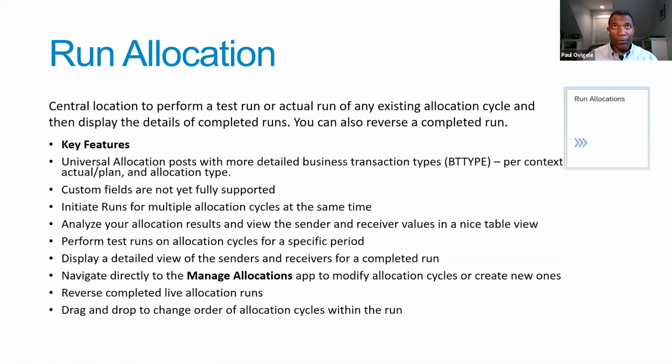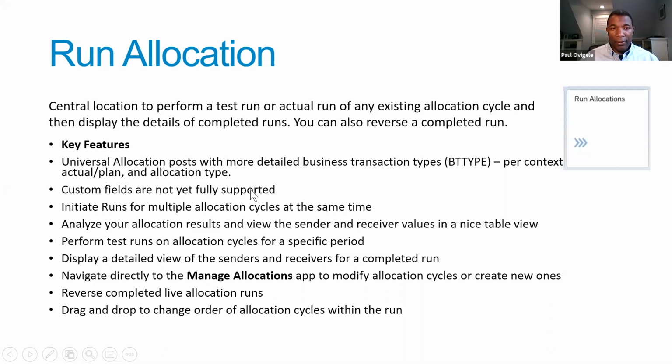The good thing about the separate app is that even if you didn't run it, if you wanted to review the results of the run, you can do that whenever you want, after you've run it. It doesn't have to be just when you run it that you review the results, as it is within ECC. And obviously you can reverse the run once you've done it. I mean, you can do that in ECC too. Key features: it has a more detailed business transaction type. This BTT is different if it's actual or plan, or if it's overhead allocation, which is an assessment, or if it's a distribution.